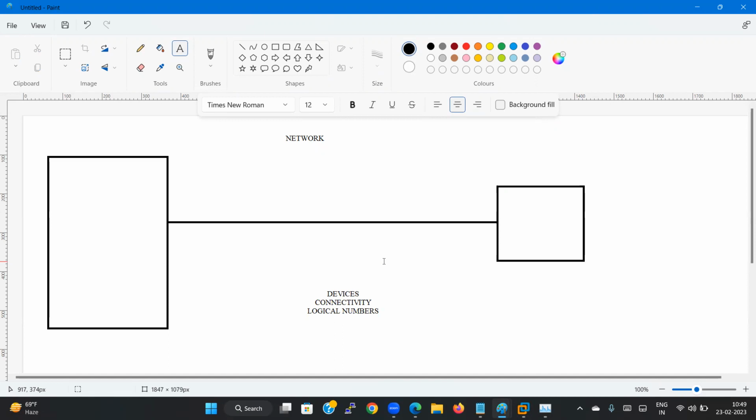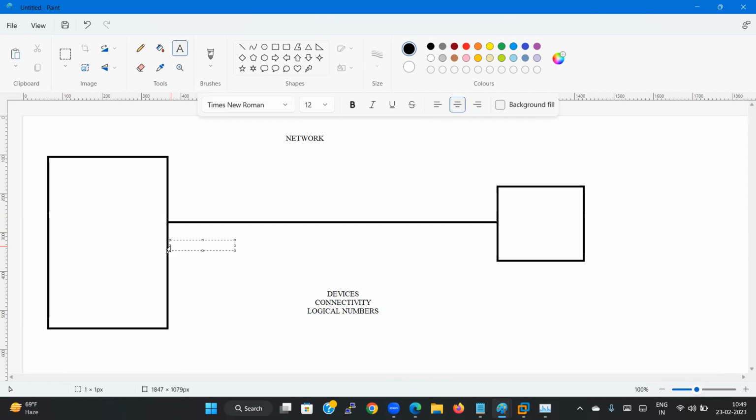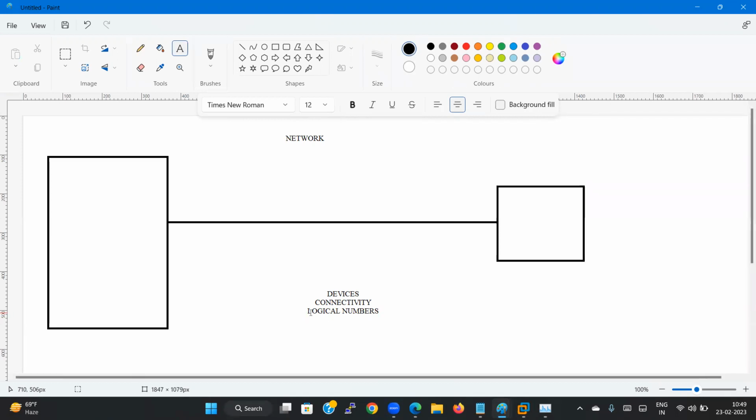Now, when you come to the devices in the computer technology, the devices are nothing but your computers or servers. So one computer wants to communicate with another computer, or else one server wants to communicate with the client, or else one server wants to communicate with another server. So any device that needs to make the communication will come under the device category. And for connectivity, we will use the LAN cables, or else fiber optic cables, or else wireless radio frequency waves. These all come under the connectivity, wired and wireless connectivity. And logical number, we will discuss about this logical number.